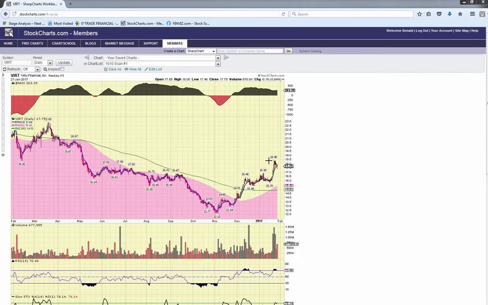Some people like to put this on a watch list and wait to see if they get a break of the top of the flag here. Some people like to look for the formation of what we call a pennant or a flag, and they like to buy on the pullback. That would be me. I like a good early entry, and I like to position myself.